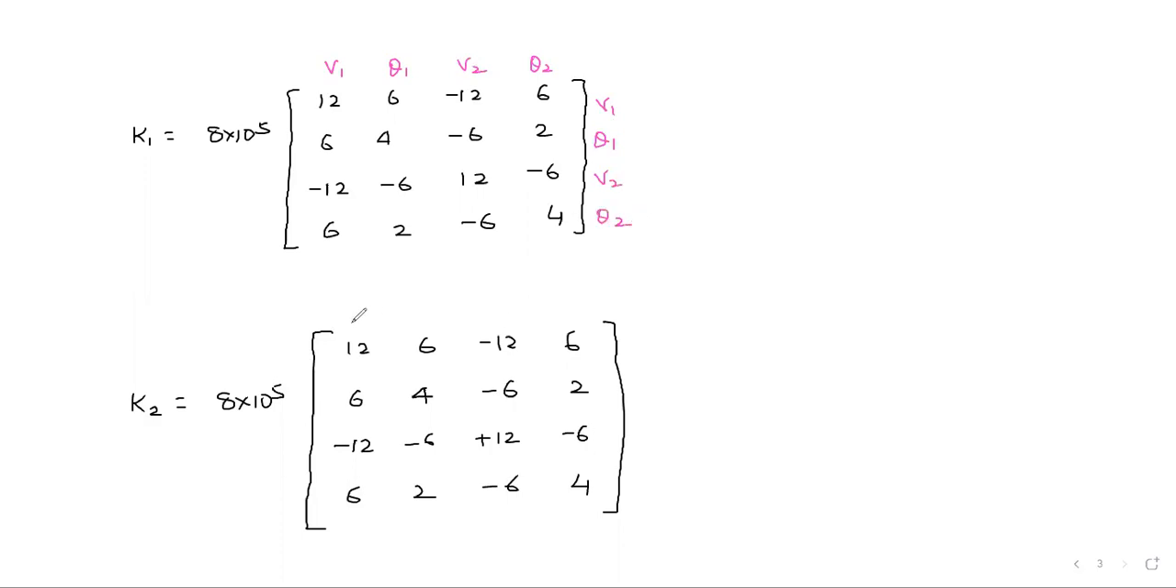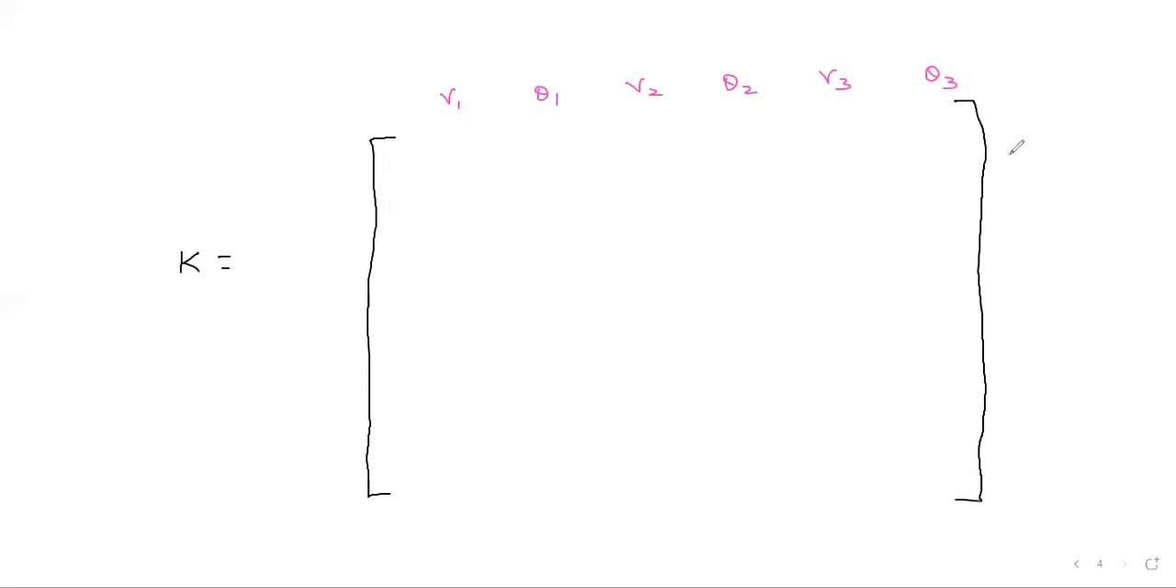Now for K2, it will be between 2 and 3. So V2, theta 2, V3, theta 3. Similarly, we will repeat it again, V3 and theta 3. Now we have K1 and K2 values, so we can find the global stiffness matrix. Now we can write the global stiffness matrix. It is going to be for V1, theta 1, V2, theta 2, V3, theta 3. Similarly, here we will repeat it again, V1, theta 1, V2, theta 2, V3 and theta 3.